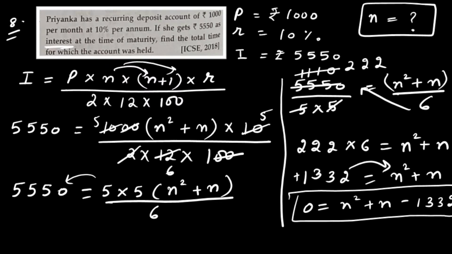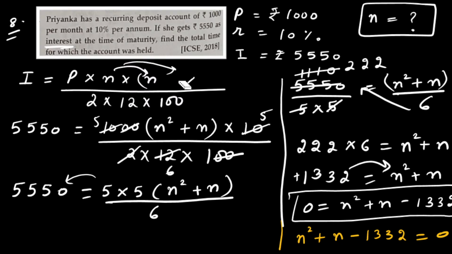As I told you at the starting itself, whenever we have to find n, we have to solve the quadratic equation. So I'll just rewrite it. It's n square plus n minus 1332 is equal to 0. So 0 I'm writing on this side. I hope those who are solving along with me are getting the same quadratic equation. Yes, Tarun has sent the quadratic equation. So n square plus n minus 1332. I hope everyone is getting the same quadratic equation.